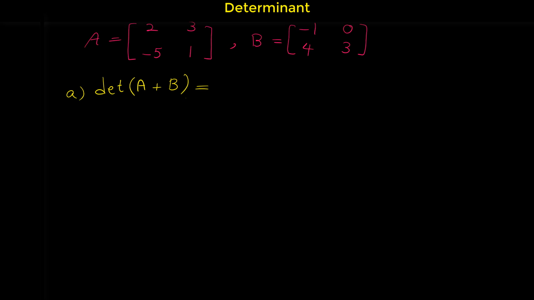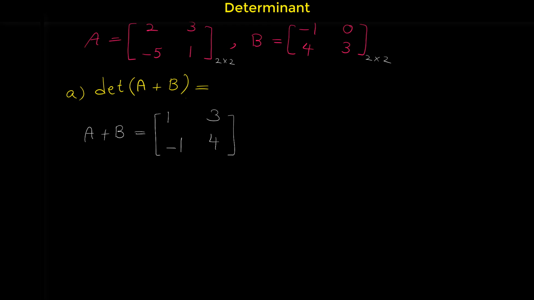So, A plus B is this matrix. This is a 2 by 2 matrix, and this is a 2 by 2, so we can find the sum of them. For finding A plus B, we have to add the corresponding elements. 2 plus negative 1 is 1. 3 plus 0 is 3. Negative 5 plus 4 is negative 1. And 1 plus 3 is 4. Now we have to find the determinant of this matrix.